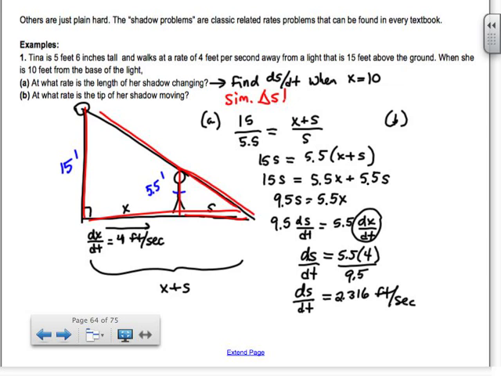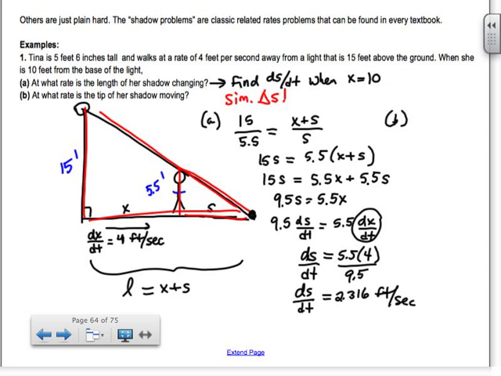Okay, now part B is a little bit harder. So it says, at what rate is the tip of her shadow moving? Okay, and I always hated these when I was in school, and I still think it's confusing, and I always have to think about it before I teach it. Okay, so the tip of her shadow is being affected by her moving and the shadow getting longer. So two things are affecting it.